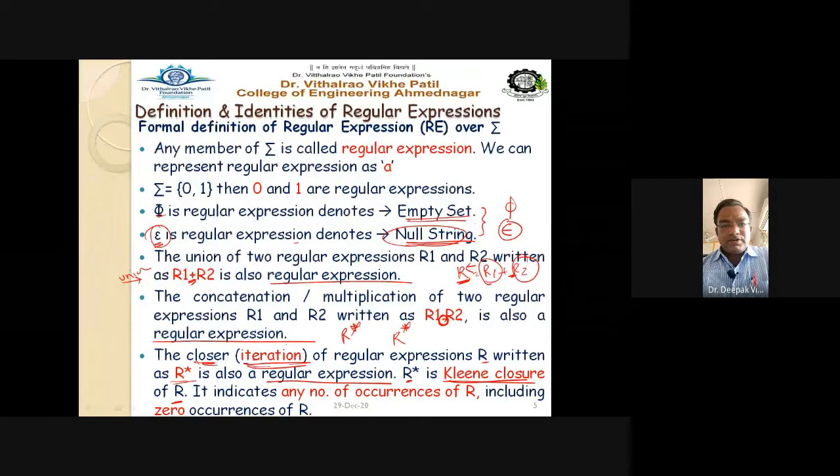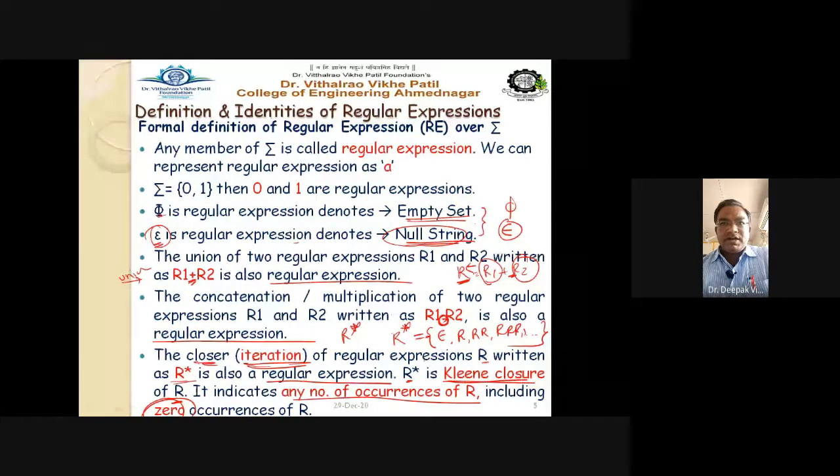Now, what is its significance? It indicates any number of occurrences of R, including zero occurrences of R. So if I write R star equal to, zero occurrences of R means the empty string, or I can write epsilon, the null string. Then one occurrence of R, two occurrences of R, three occurrences of R, or any number of occurrences of R are possible.